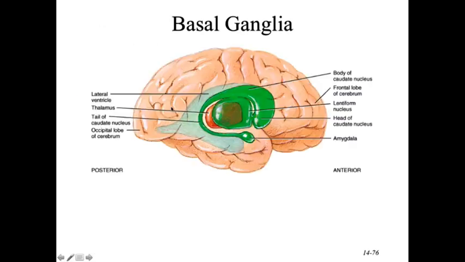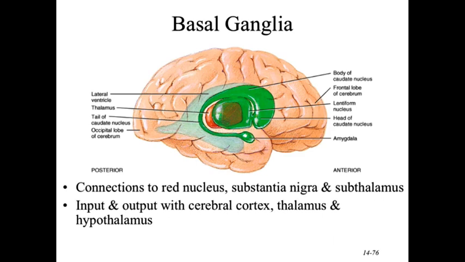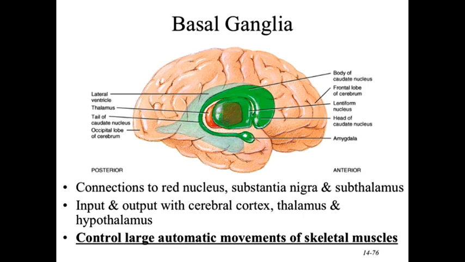Let's get out of here. Let's get back. Basal ganglia. When I think of the basal ganglia, I'm thinking of controlling large automatic movements of skeletal muscle. It's like when you're walking, your arm should swing naturally. If you slip and fall and move, I mean, anything that's just unconscious. It's movement of skeletal muscles, but you're not thinking about it. It happens automatically.